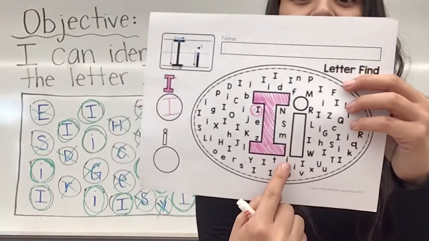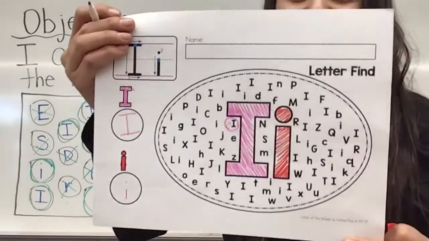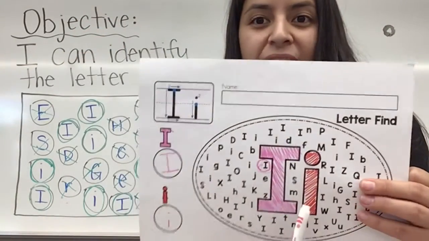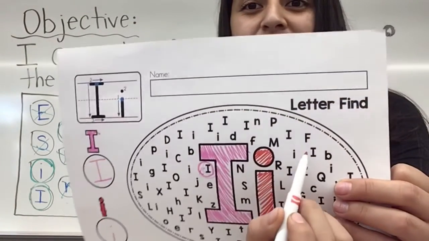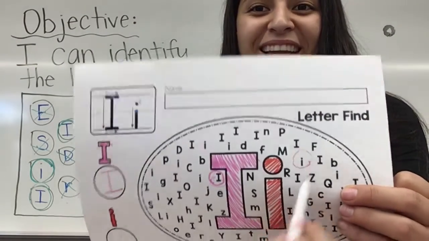And I could make my lowercase I red this time. When I want to find my lowercase I's, I can circle all of them in red. So I see one right here. I'm going to circle this one in red.